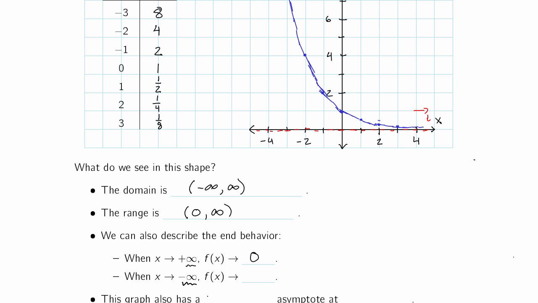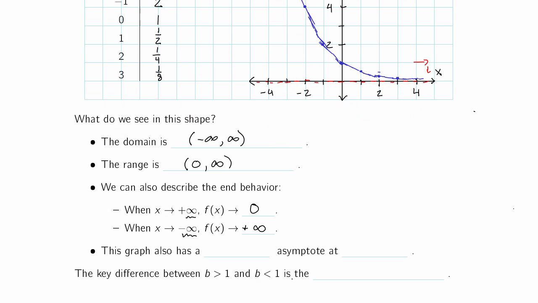When x is a very large negative number, f of x, that's when we have very large positive numbers. Right? Negative powers of a half are like the positive powers of 2. And then this graph again has a horizontal asymptote at y = 0.